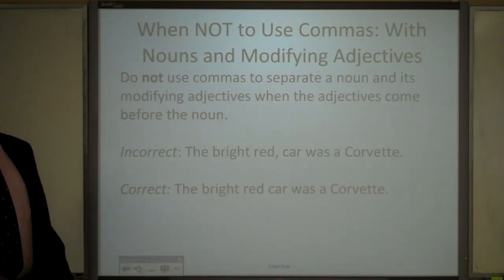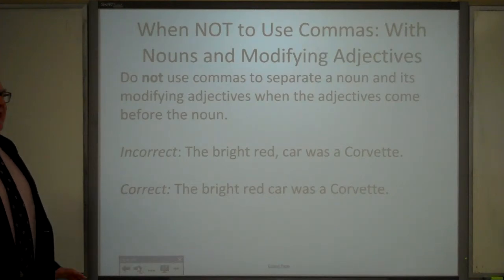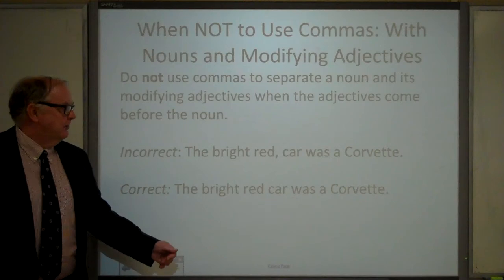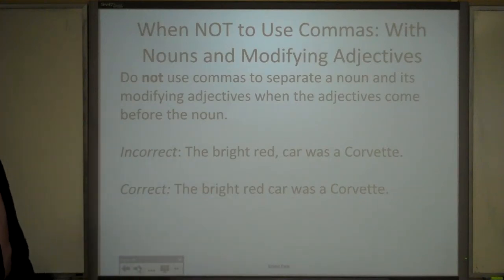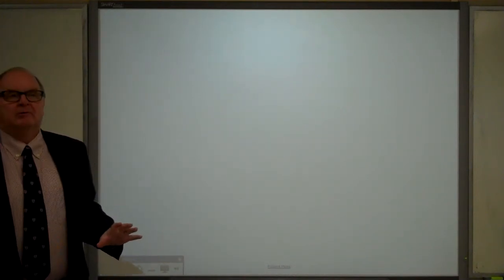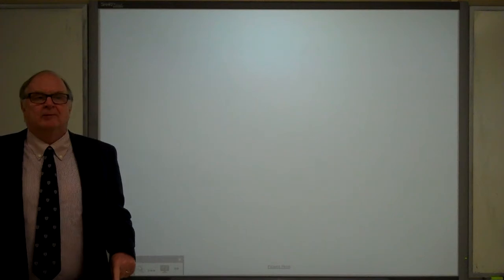And you don't separate the adjectives from the noun they modify if they come before the noun. So the bright red car was a Corvette. There's no comma separating them. Anyway, those are some of the other comma rules, including a few cases when you don't use commas.